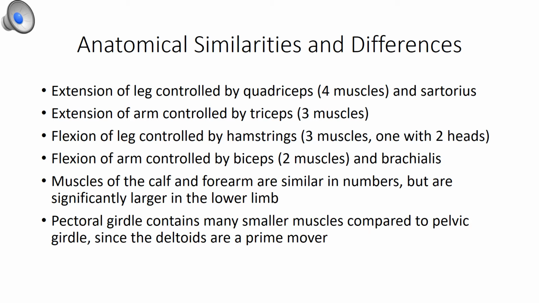Deltoids begin all motion of the arm through contraction, hence they are known as prime movers, as said before, and the legs do not require this amount of muscular depth in the pelvic girdle as the leg muscles are always active.